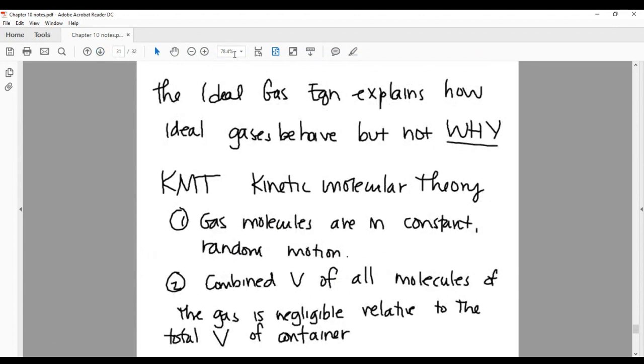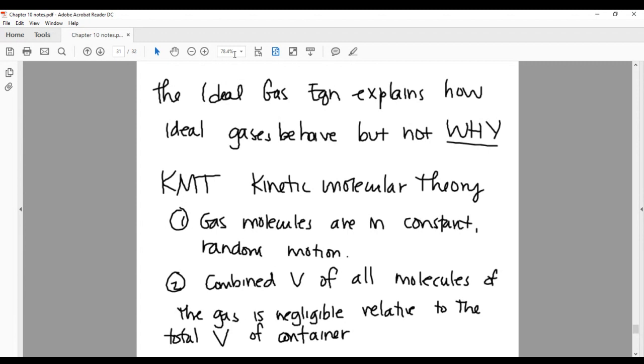Now the last thing we're going to look at is the kinetic molecular theory. So the ideal gas equation explains how gases behave when we look at the relationships between pressure, volume, temperature, and moles, but not why they behave that way. That's where the kinetic molecular theory comes in. It is going to allow us to explain why gases behave the way they do.